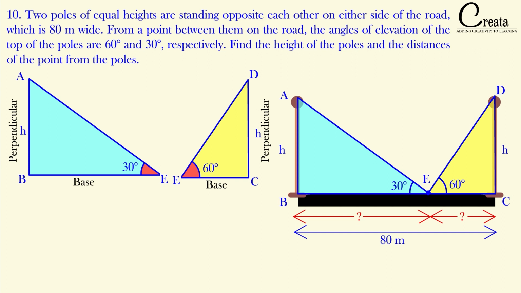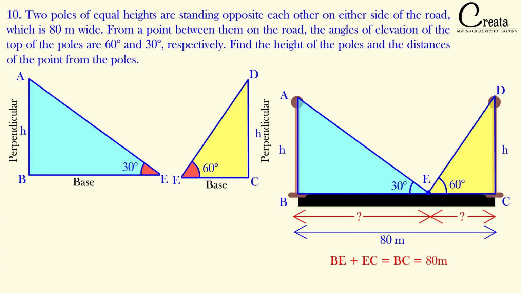We will get BE and EC, and the total length of the road is given as 80 meter. It means BE plus EC is 80 meter. We will calculate BE separately and EC separately, add them and equate it to 80 meters, through which we will get an equation in which only one variable will be there, that is H. So this approach we will use. Let's see how we solve this question.